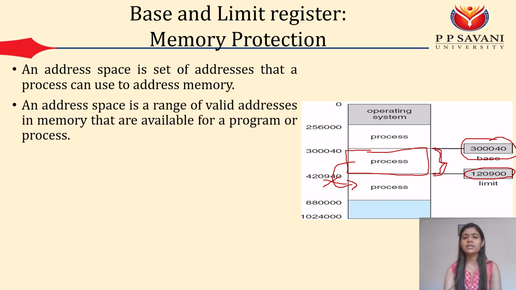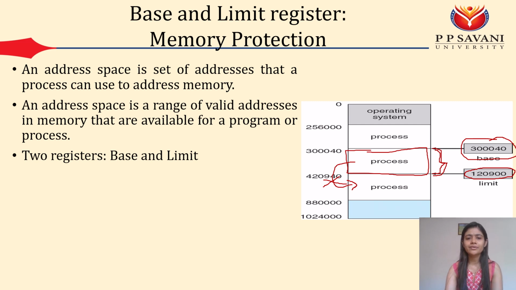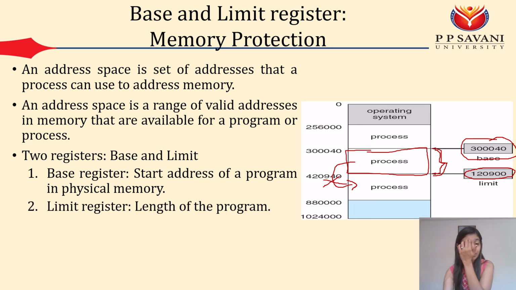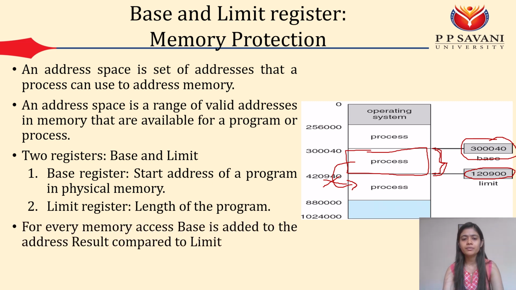An address space is a range of valid addresses in memory that are available for a program or process. There are two registers to maintain this protection, called base and limit. The base register stores the start address of the program in the physical memory, and the limit register holds the length of the program, or the size of the process, meaning how much memory it has occupied.